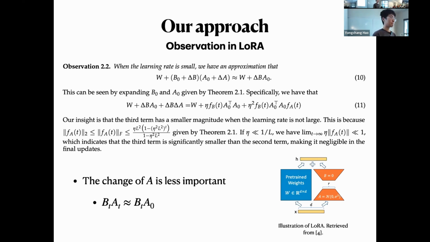Whether the norm of FBT is large doesn't matter, because for both terms you have FBT, and the only difference is FAT. If we can manage to get the upper bound of FAT, then we can get how large this term could potentially be. Yeah, go ahead.